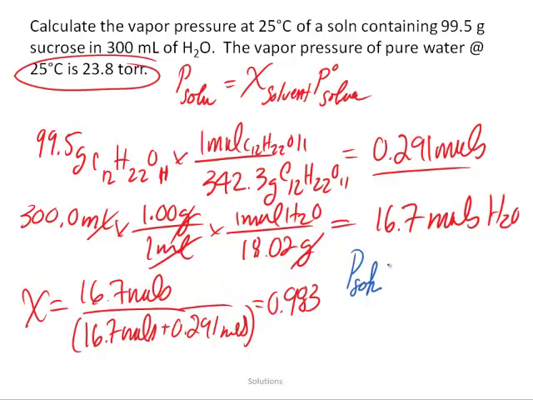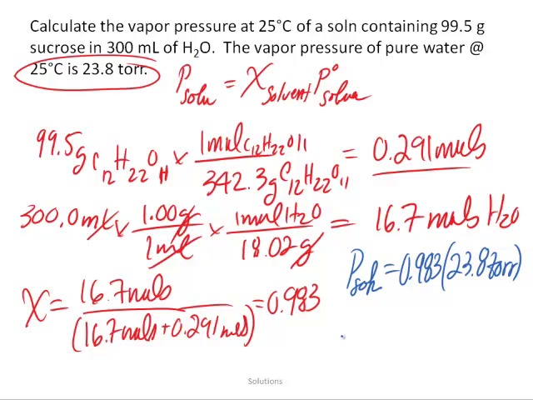Okay, now that we finally have our mole fraction, we can calculate the vapor pressure of our solution. So that's going to be 0.983 times the vapor pressure of our pure water, which will be 23.8 torr. And that will give us a vapor pressure for our solution of 23.4 torr.